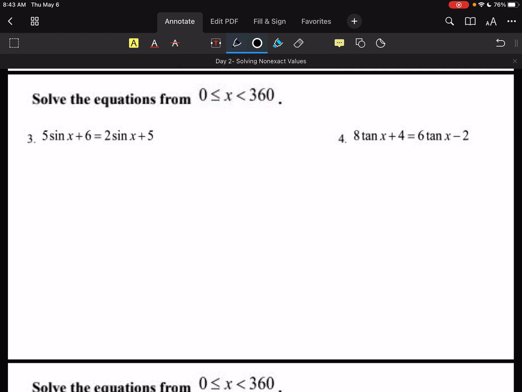So, step 1, get everything to the appropriate side. So I'm going to move the signs to the left, numbers to the right. So subtract the 2 sine x. Subtract the 6. So I get 3 sine x equals negative 1. Divide the 3. Sine of x equals negative 1/3. So again, identify the quadrants here. Negative y values would be in 3 and 4.